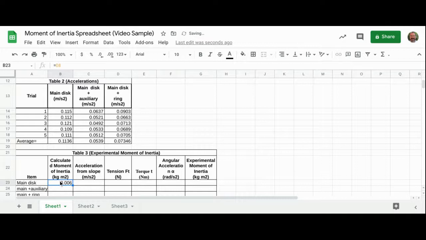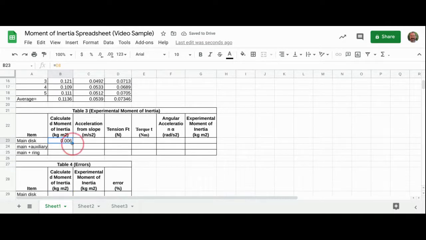And then this would auto-fill down, but there's one modification that needs to be made here, because this is the main disk and the auxiliary disk. The value we're seeing over here is only the main disk, so I need to add in the main disk to that auxiliary disk. So I have done that now, and I'll do the same for the main and the ring. So it's going to be the value I currently see on the screen, the D10 value, plus the main disk.